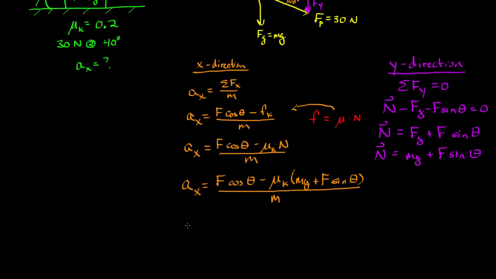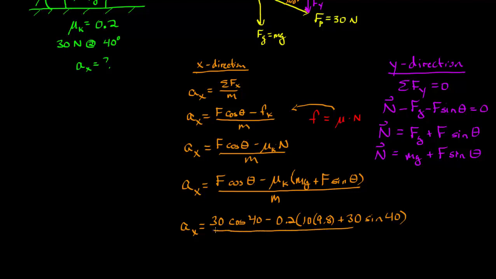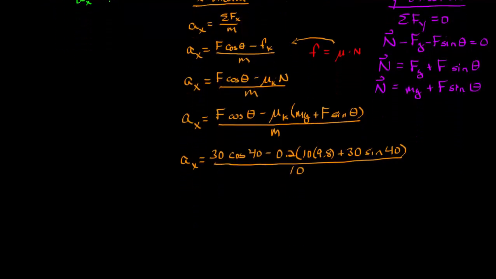So we get the acceleration in the x is going to be the force 30 cosine 40 minus the 0.2, the coefficient, times the mass, which was, I think it was 10, times 9.8, plus the force 30 times sine 40. And we're going to divide all of that by 10. Now we're going to plug everything in. So I'm going to put it all in my calculator.